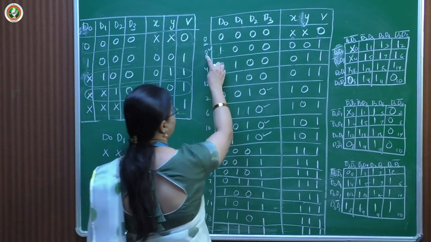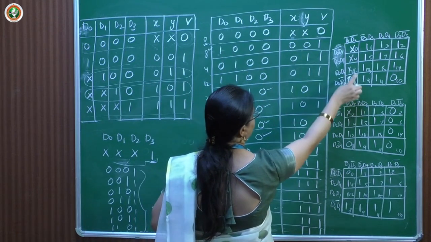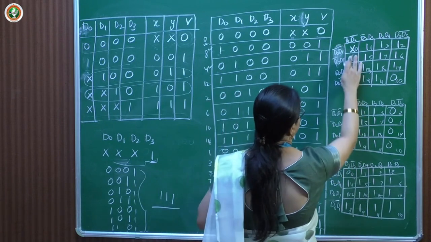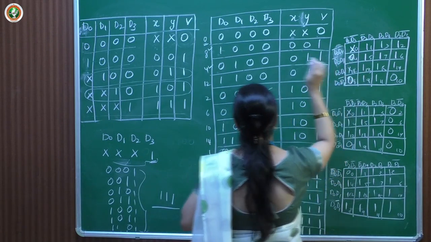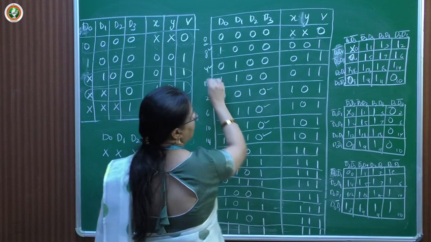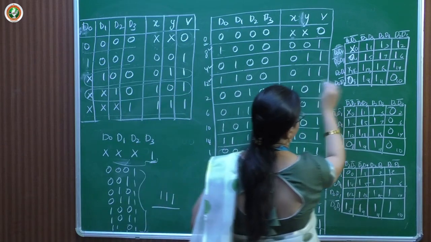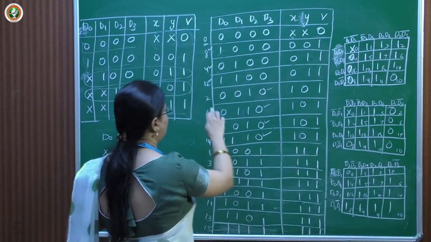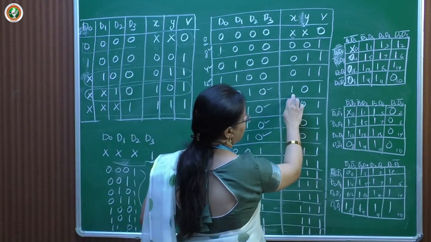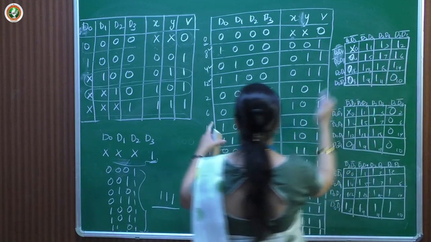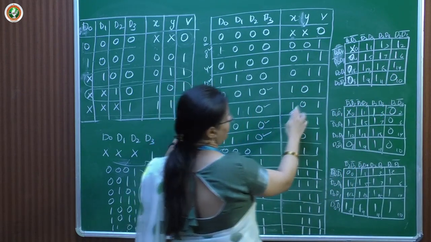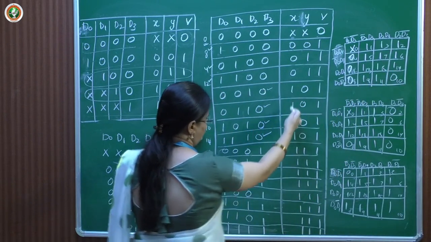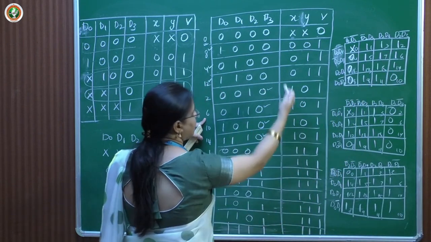So, once I have done for 8, the 8 entry is 0 here. Then after that, what is the 4 entry? The 4 entry is also 0 here. Then the 12 entry is also 0 here. Then after that, what we have? 2. For 2, what is the entry? 1. Then for 6, the entry is 1. You can check. After this, all the entries are 1.